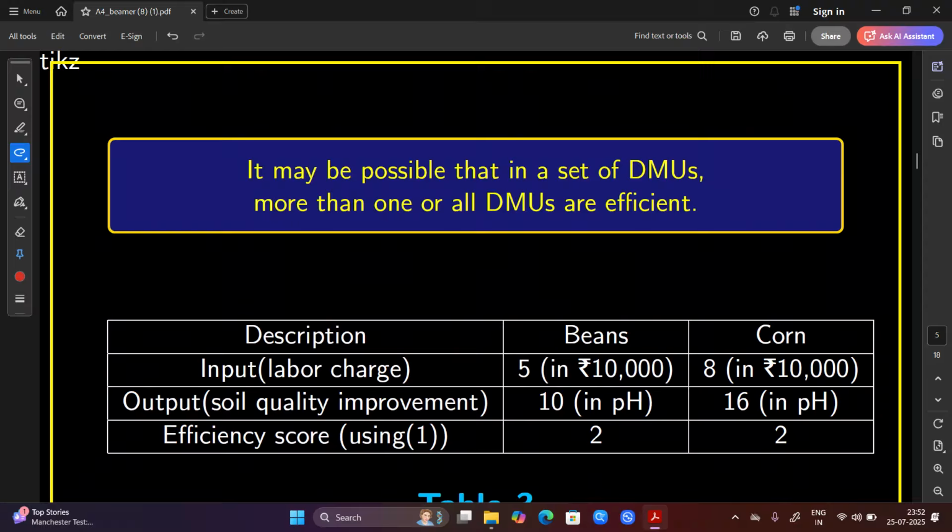It may be possible that in a set of DMUs, more than one or all DMUs are efficient. It is not always that only one DMU is efficient. Sometimes more than one or all DMUs may be efficient. This is a simple example. In the next slides I will go on.